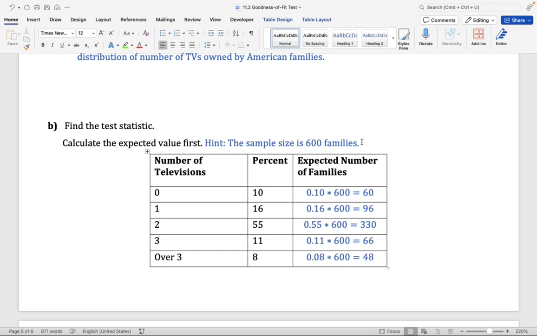Again, assuming that the data is coming from those 600 families in the sample, we're expecting to see 60 under the first category, 96 under the second category, 330 under the third category, 66 under the fourth category, and 48 under the fifth category. Those are the expected values for each of the categories.